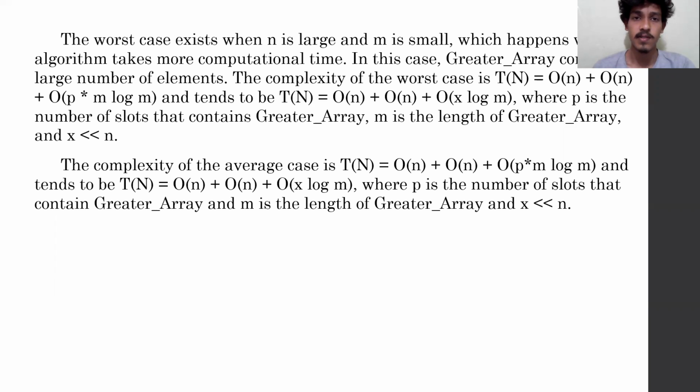The complexity of the average case is T(n) equal to order of n plus order of n plus order of p times m log m, and tends to be T(n) equal to order of n plus order of n plus order of x log m, where p is the number of slots that contain greater array, m is the length of greater array, and x is very much less than n.